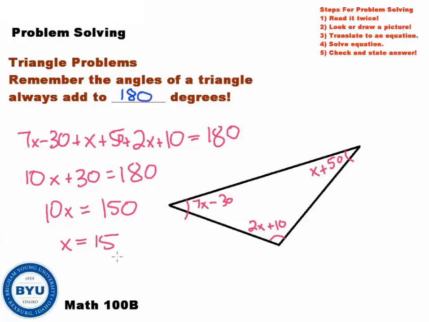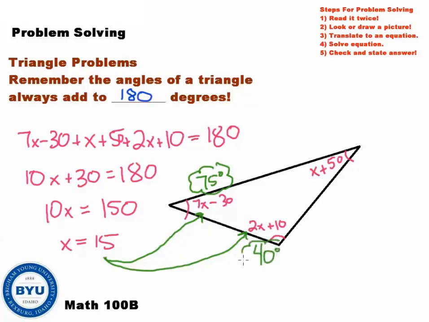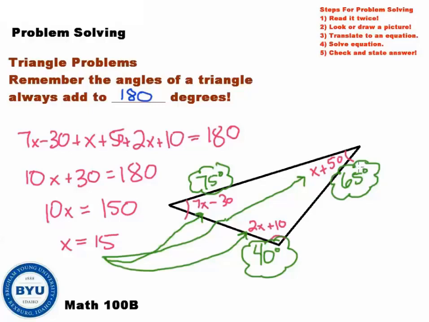You can then go back in and plug these in to each angle to find the actual value of them. Oh, this is going to get colorful with this pink here. So I would go 7 times 15 minus 30 to find out that this angle is 75 degrees. I then could take the 15 here and find out that I get 15 times 2, which is 30, plus 10, is 40 degrees. And last of all, we can plug 15 here to find out that this angle is 65 degrees. And that's how you do a triangle problem.